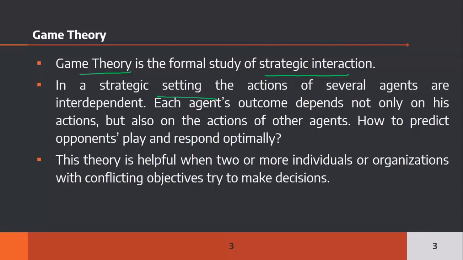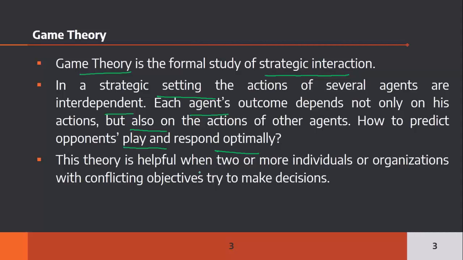In a strategic setting, the actions of several agents are interdependent. Each agent's outcome depends not only on his own actions but also on the actions of other agents. So this is very important. In game theory, when we take actions, the outcome does not only depend on our action but also on the opponent's action. How to predict the opponent's play and respond optimally is the main objective of game theory.